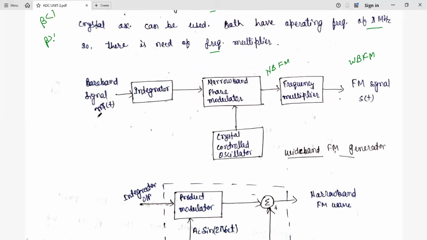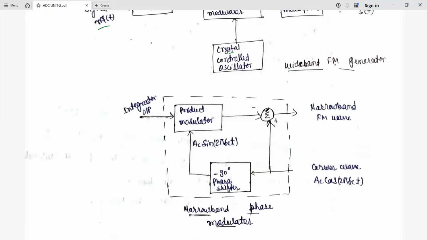So this baseband signal or message signal is given to the integrator. That integrated output is given to the narrowband phase modulator. In the narrowband phase modulator, another input is what? Crystal controlled oscillator. And this output, the narrowband FM, is given to the frequency multiplier. That is going to give us the wideband FM. You are already aware of the narrowband phase modulator, but we are still going to see it here, because in the exam, if they ask, you need to draw this narrowband phase modulator as well as the frequency multiplier.